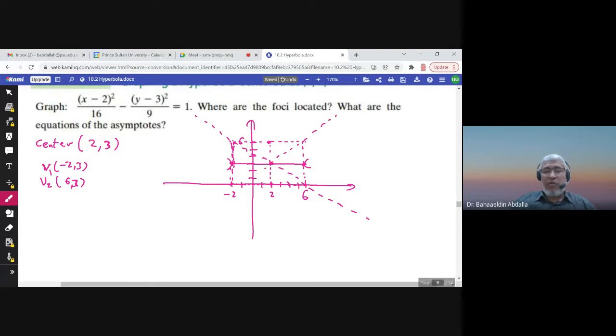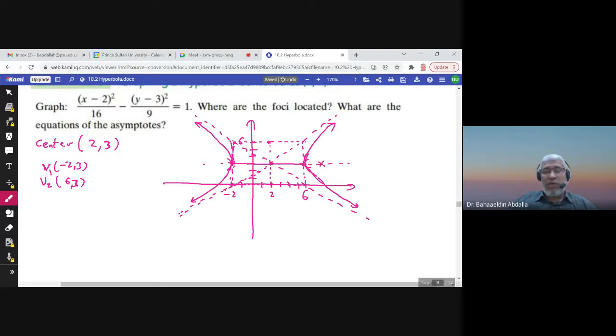Of course, you have to watch the previous video about hyperbolas with center 0, 0 first. And these are the vertices, so I just connect, draw the graph, and it should approach the asymptotes. So this is the graph of the hyperbola. Where are the foci located? The foci would be located here.